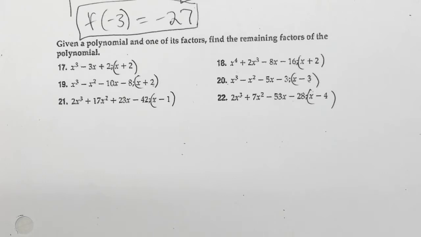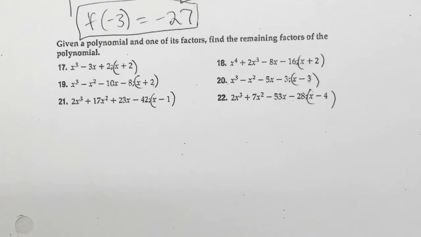This one will have how many zeros here? 3 because of the degree. Everybody see that? They give us one of them, so how many are left? 2. Alright, if I set this equal to 0 and solved, x would be what? -2. So we're going to use synthetic division to divide this by -2, and let me go back while we're doing this. Look at this first one.